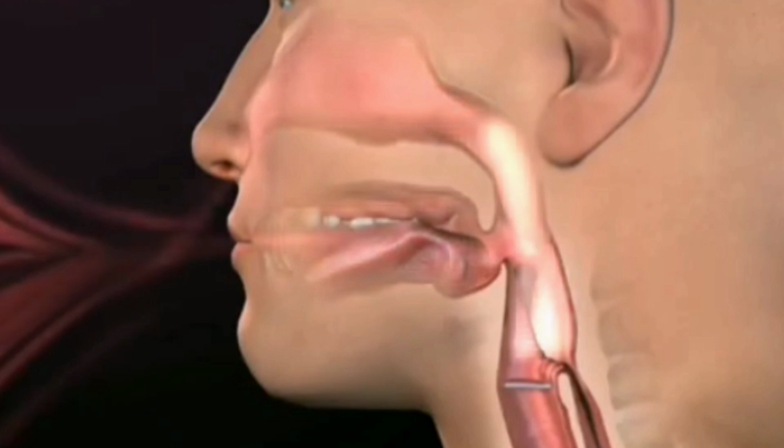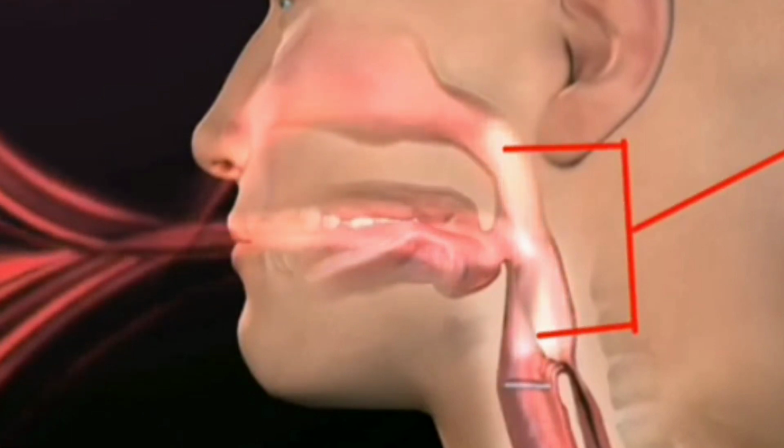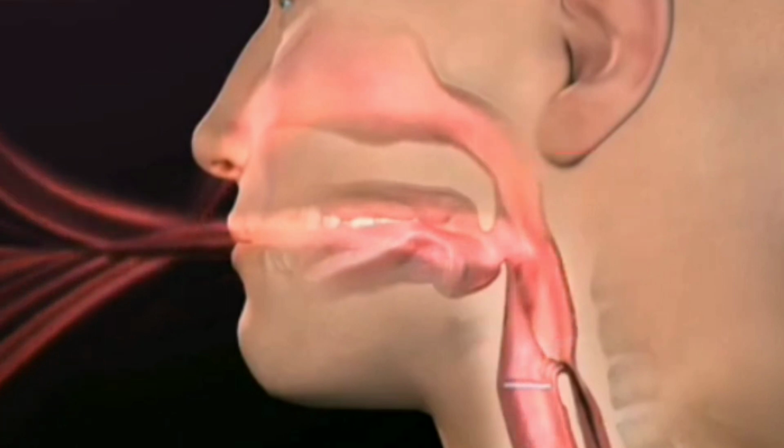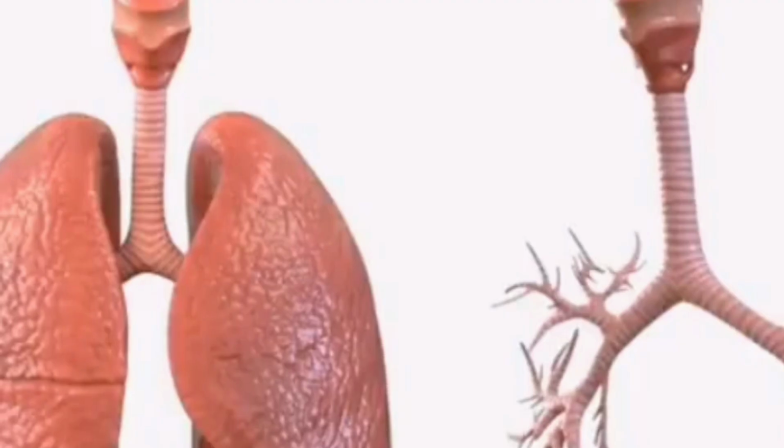Pharynx and larynx. From the nasal cavity, air passes through the pharynx (throat) and larynx (voice box). The epiglottis, a flap-like structure, prevents food from entering the windpipe (trachea) during swallowing.